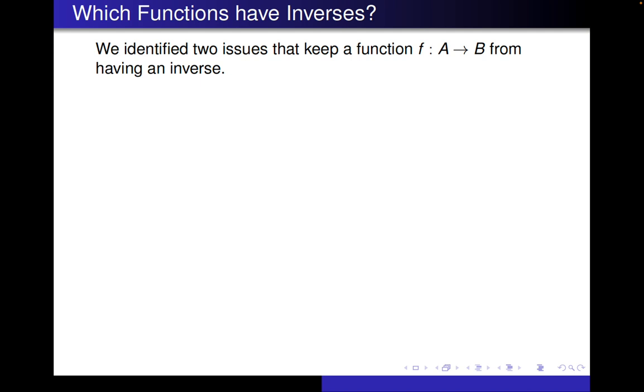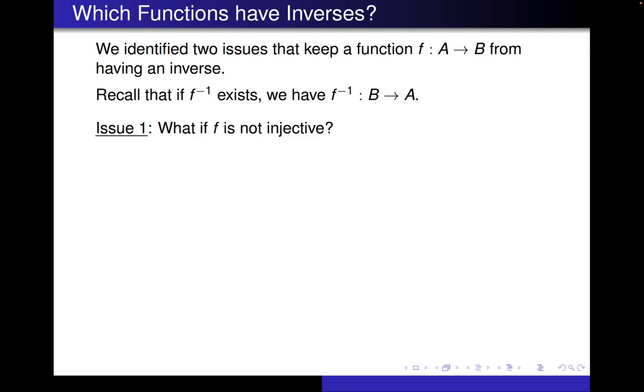All right, so in the in-class activities, we identified two issues that can keep a function f from A to B from having an inverse. First of all, recall that if f inverse exists, f inverse has domain B, which is the codomain of f, and codomain A, which is the domain of f. So the domain and codomain are switched for f inverse. Here was the first issue that appeared to be a problem for functions wanting to have an inverse. What if the function f is not injective?